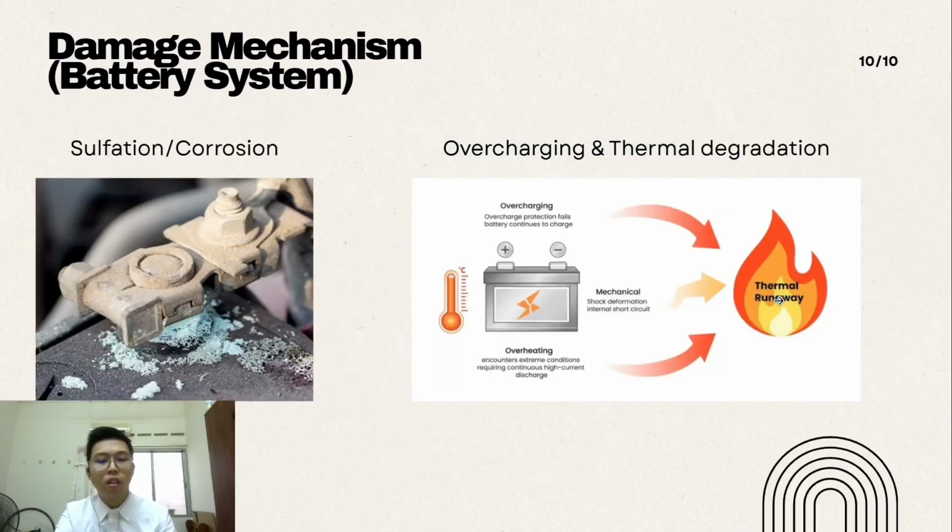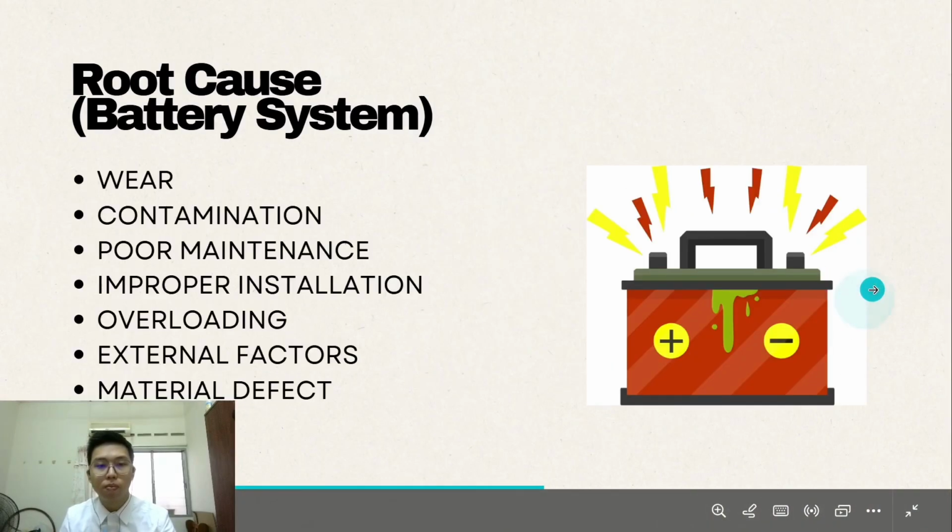So this slide explains the possible damage mechanism in a battery system. So the first mechanism is sulfation and corrosion, which usually occurs when the battery is left discharged for a long period or exposed to moisture. The second mechanism is overcharging and thermal degradation, where excessive voltage or heat damages the internal battery plates. Both mechanisms can significantly reduce battery performance and lifespan.